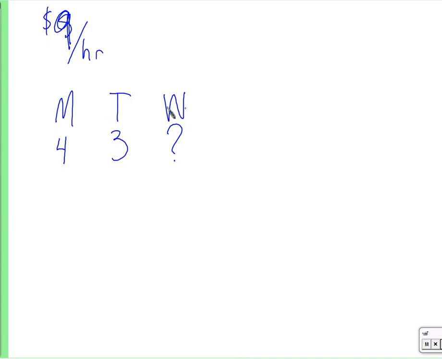Not only did you get paid your $9 an hour, let's say you're a bagger at a grocery store, and you got $15 in tips over those 3 days. At the end of those 3 days, your total amount that you made was $100.50. Write an equation that we can solve for the number of hours you worked on Wednesday. Yeah. Sean?